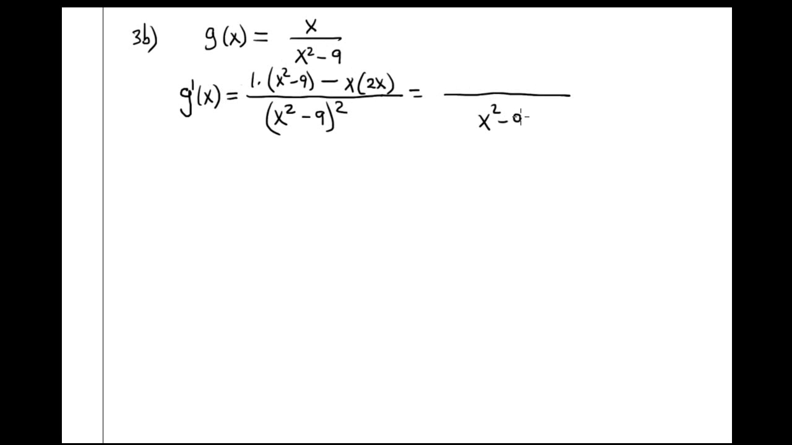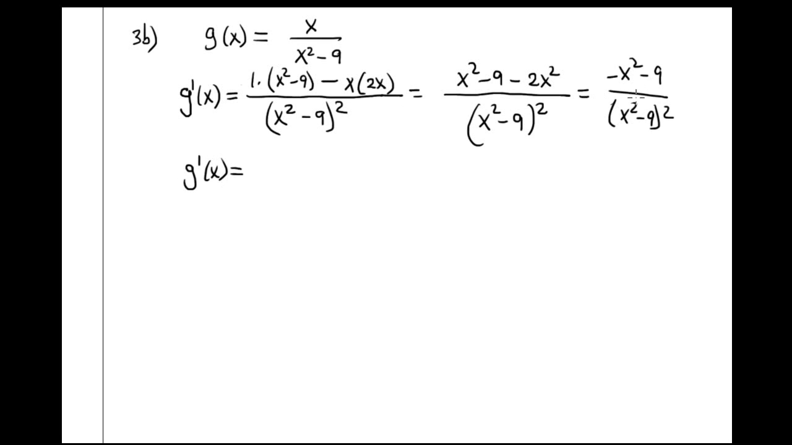x squared minus 9, and at the top we have x squared minus 9 minus 2x squared. We combine like terms, so we have negative x squared minus 9 over x squared minus 9, squared. This is the expression for the first derivative. If you want, you can factor this negative outside, and we get negative x squared plus 9 over x squared minus 9 squared.